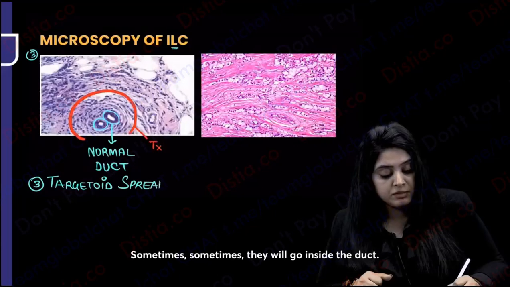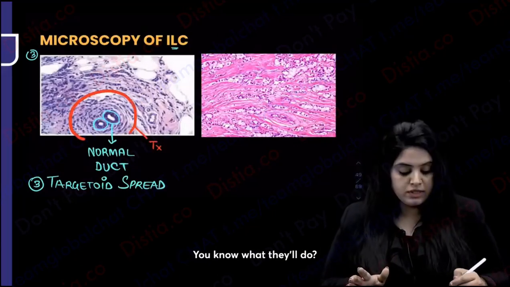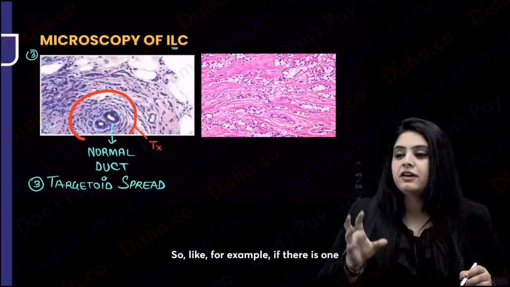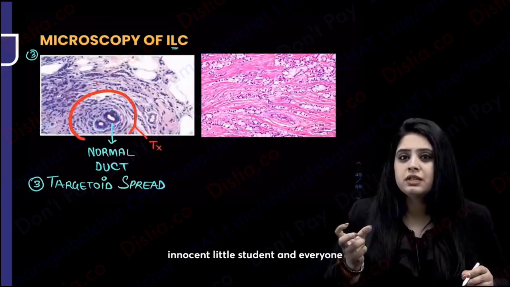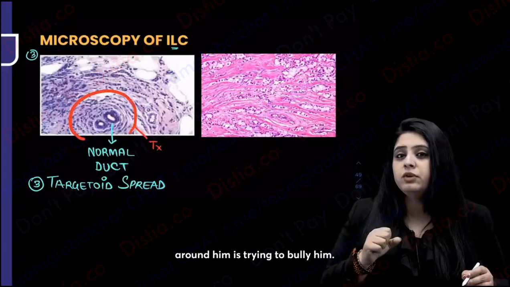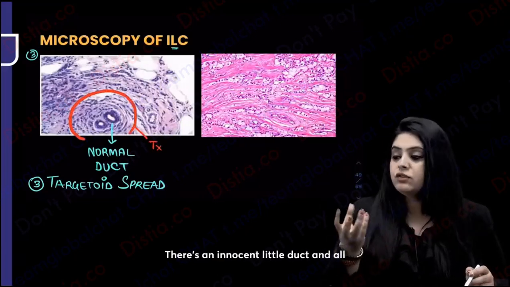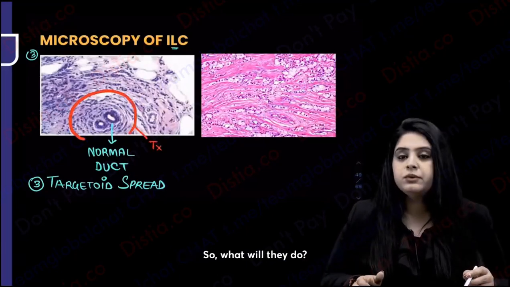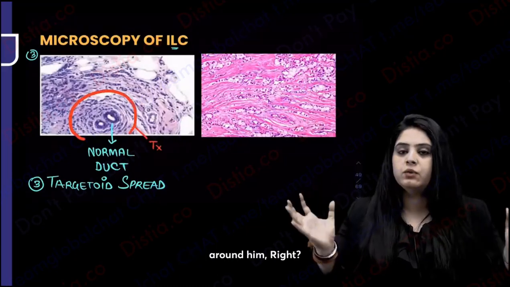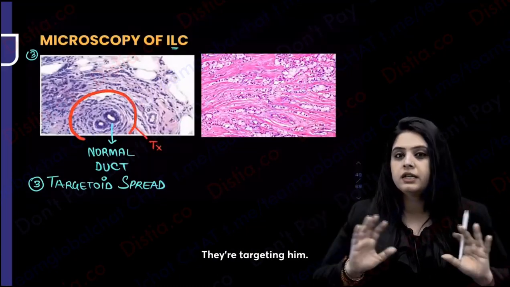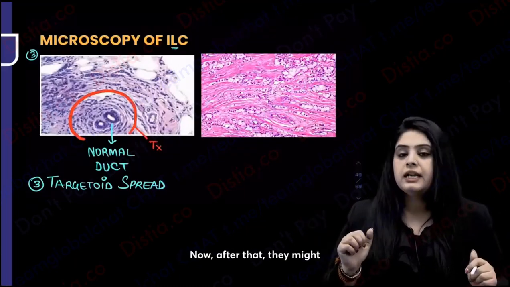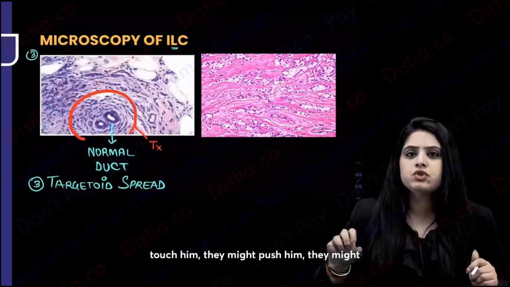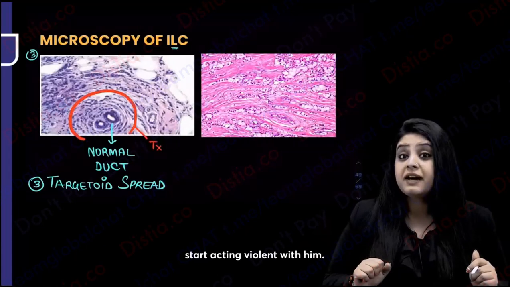Sometimes they will go inside the duct. You know what they'll do? So like for example, if there is one innocent little student and everyone around him is trying to bully him. So this is exactly, there's an innocent little duct and all the cancer cells are trying to bully him. So what will they do? First, they'll all make a group and stand around him. Right, that is the target. They are targeting him. They made a targetoid lesion. Now after that, they might touch him, they might push him, they might start acting violent with him.